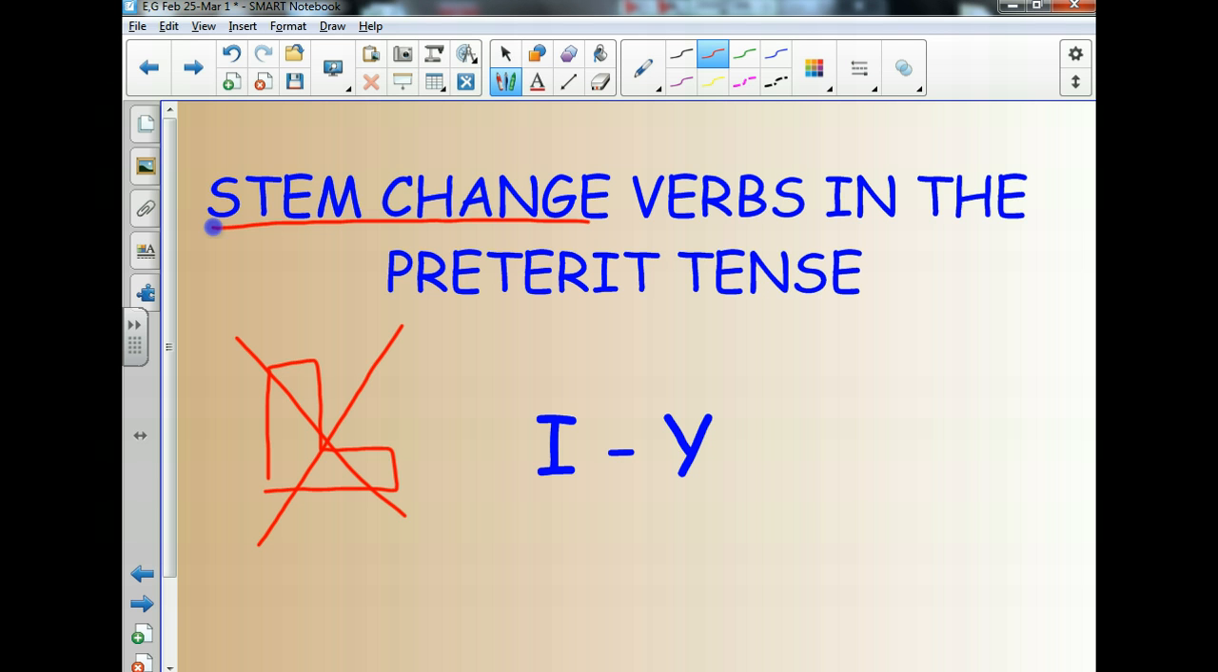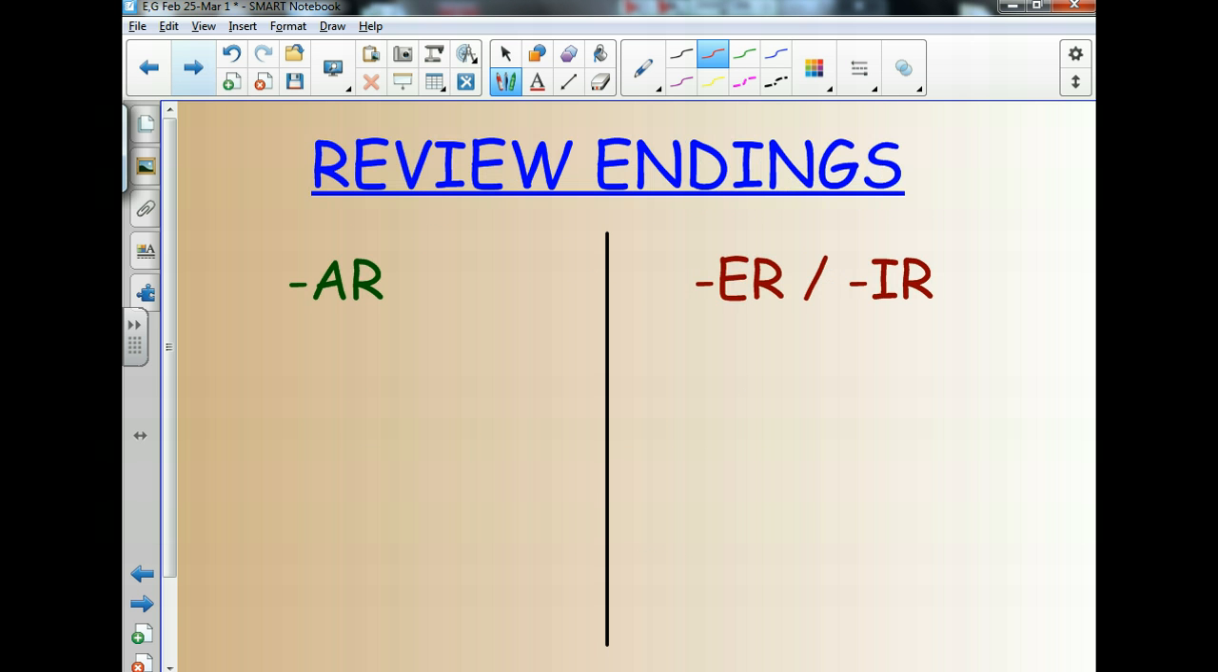And the first category that we're going to talk about is what we call I to Y, verbs that somehow change what should be an I to a Y. So let's take a look at it. So let's first review our preterite tense endings. I think that would be worthwhile for those of you guys who are having issues with it.